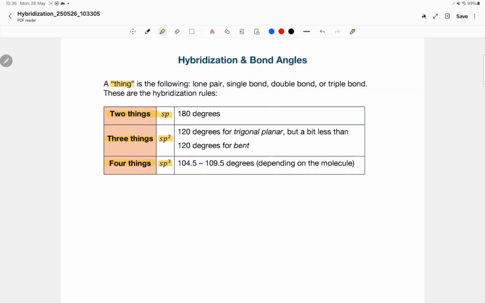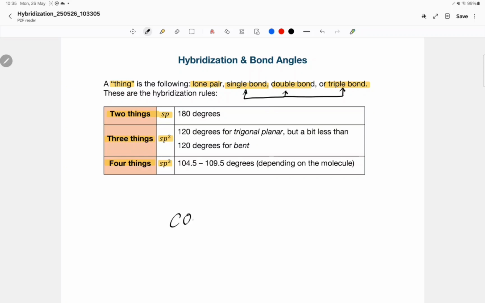Now, what's a thing? It could be a lone pair, it could be a bond, whether single, double, or triple. So a single bond and a double bond and a triple bond would all be treated as one thing. Let's give you some examples.